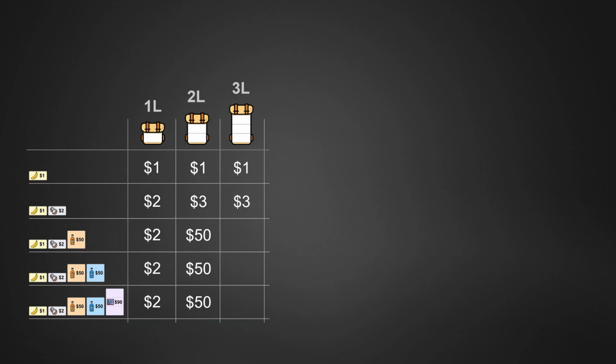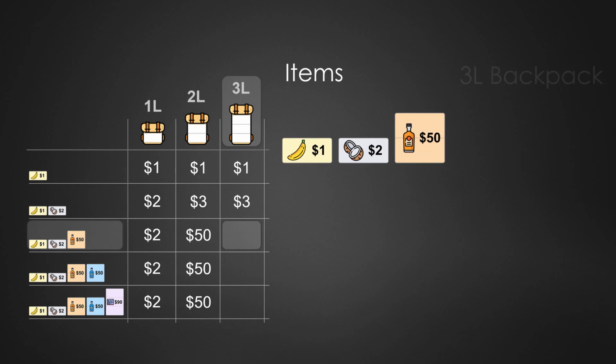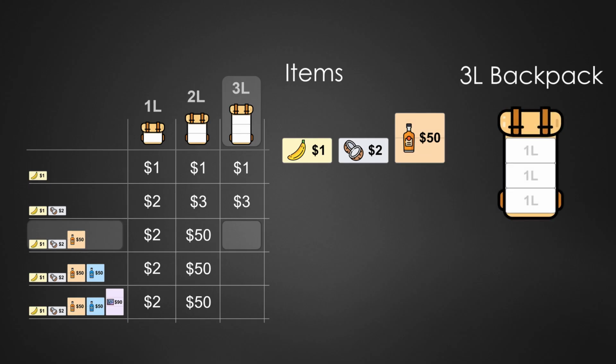Let's consider this sub-problem with these 3 items and a 3 liter backpack. Now, we'll finally see how to use the previous results from the table. The key idea is to focus on the last item and determine whether it's better to pick it or leave it.